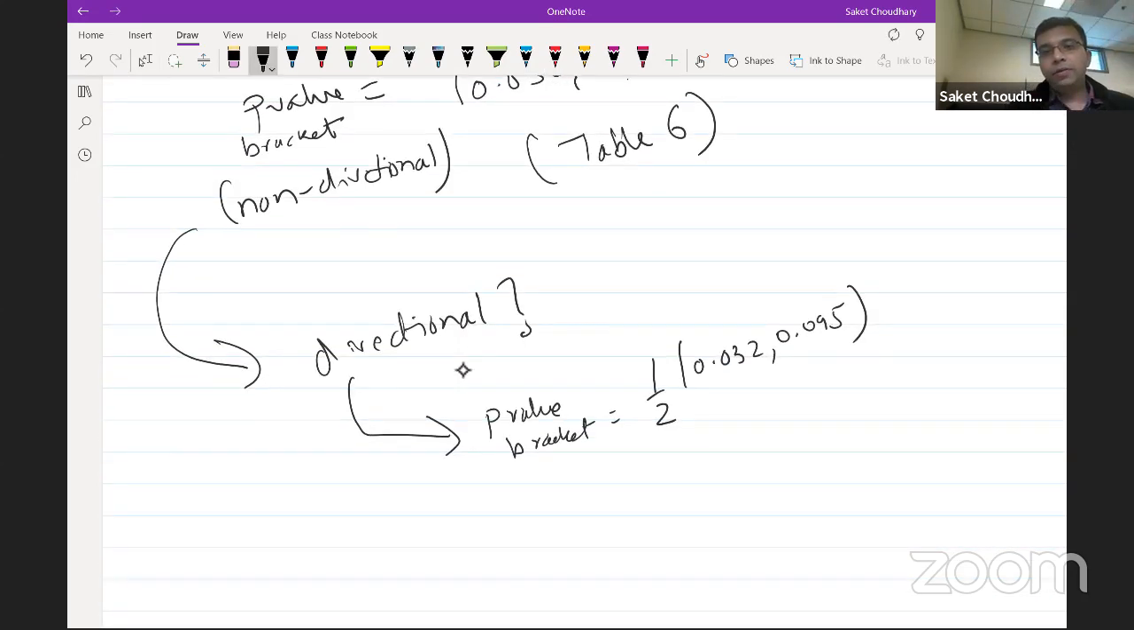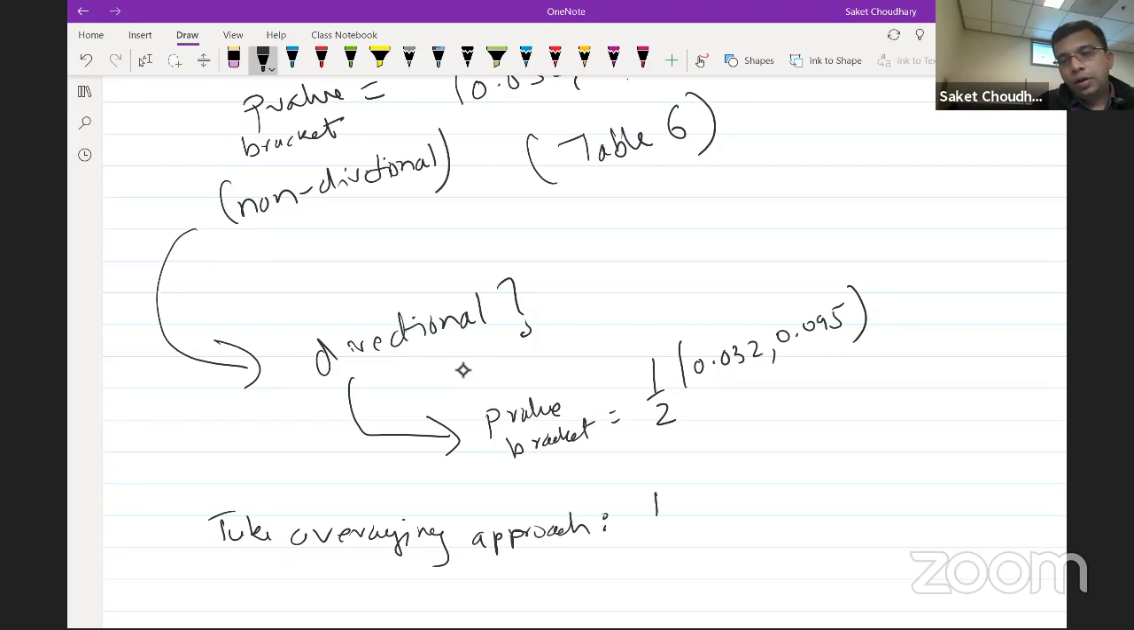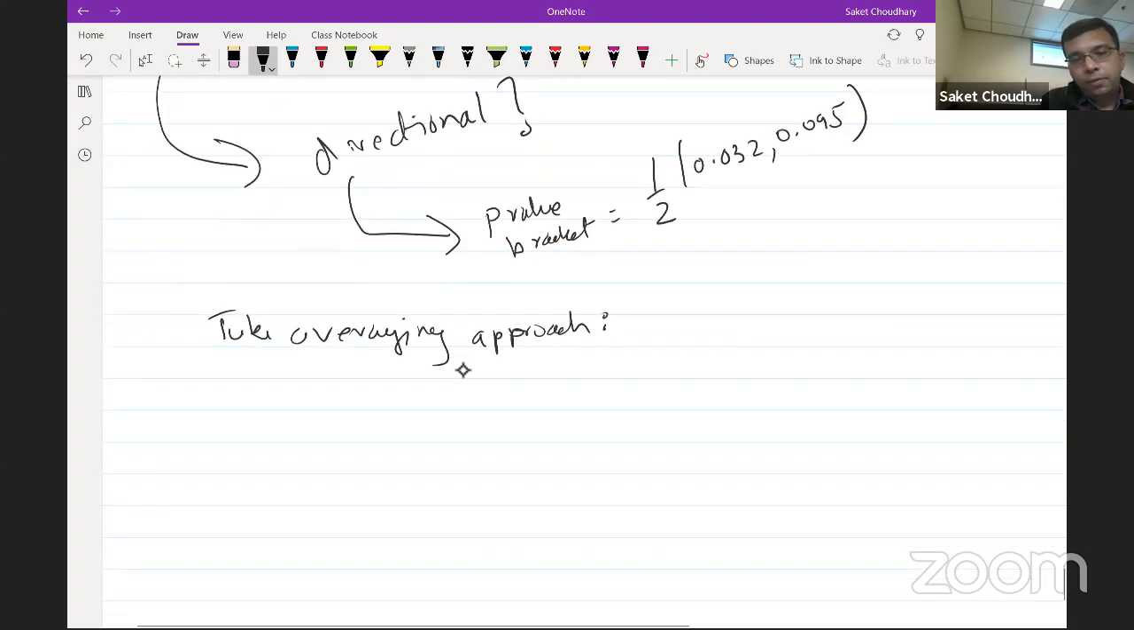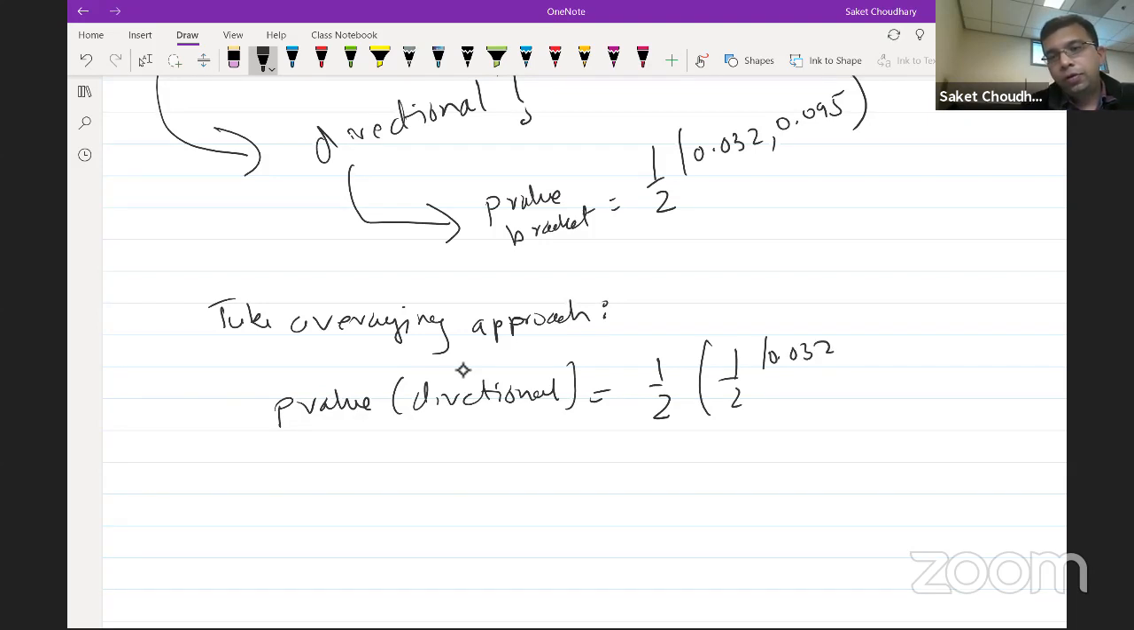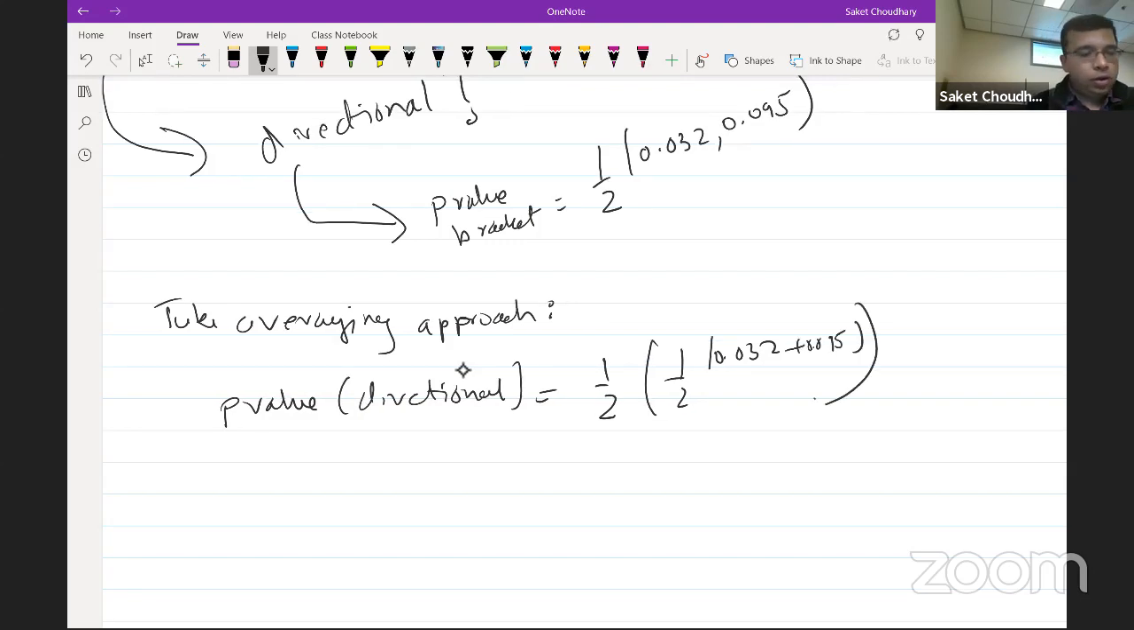But if we actually calculate the exact p-value by taking the average approach, then your p-value for directional hypothesis will be half of 0.032 plus 0.095. Okay, and I think that comes around to be 0.03. Okay, are there any questions?